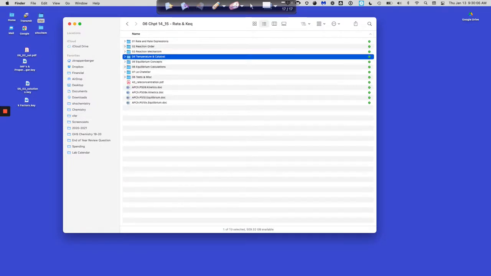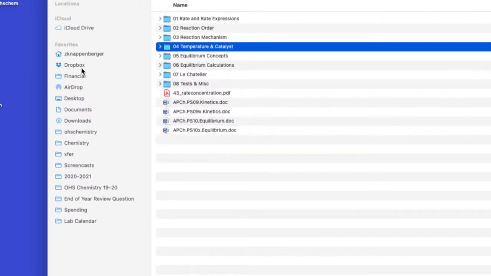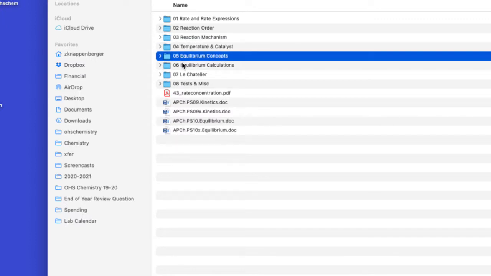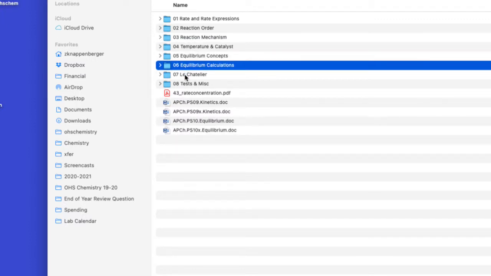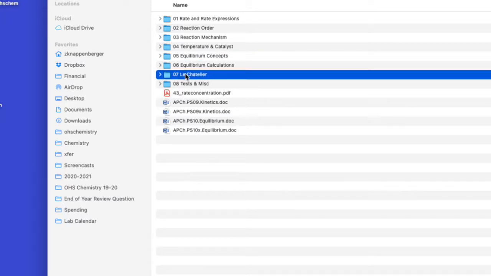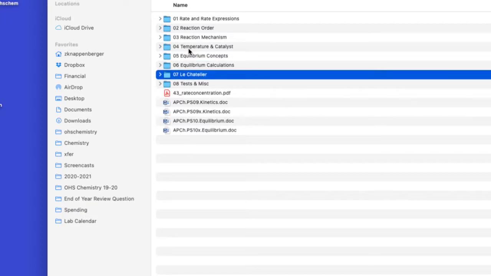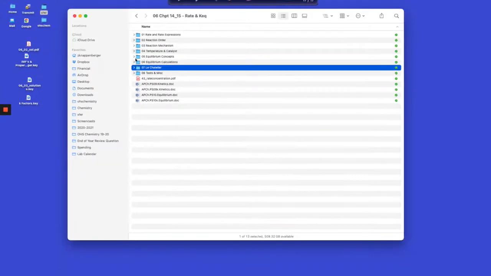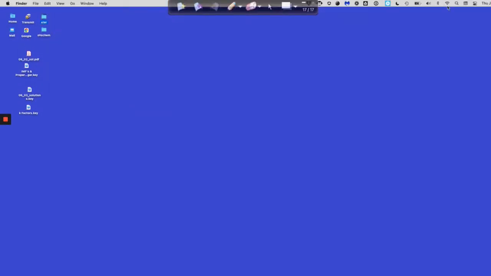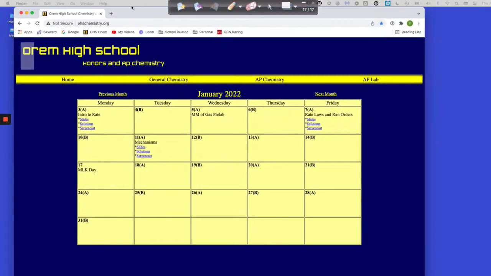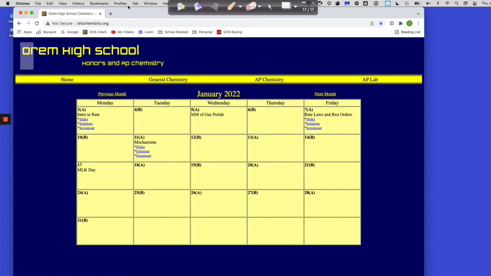So this is where we are right now, looking at temperature and catalyst. Then we get into chapter 15, equilibrium constants, equilibrium calculations, then Le Chatelier's principle, and then the test. So we have 4 more days of material, including today. At that point, I would grab the calendar and try to map that onto the calendar, but I have no idea what this is going to look like.